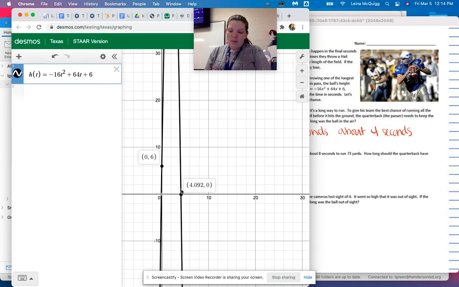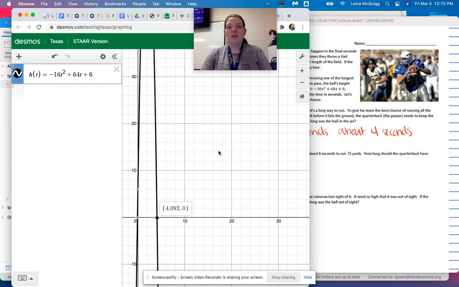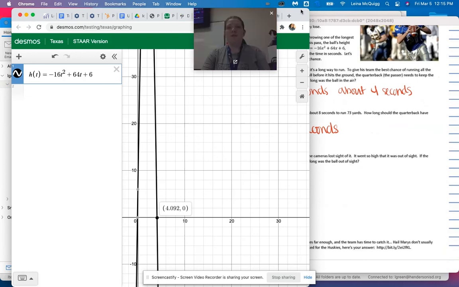It takes a good college football player about 8 seconds to run 73 yards. How long should the quarterback have waited before he threw the ball? So it took 4 seconds for the ball to get all the way there and hit the ground. But it takes the player 8 seconds to run 73 yards. So how much longer should he have waited? He probably should have waited another 4 seconds before he threw the ball. Right? Because 4 plus 4 would be 8.